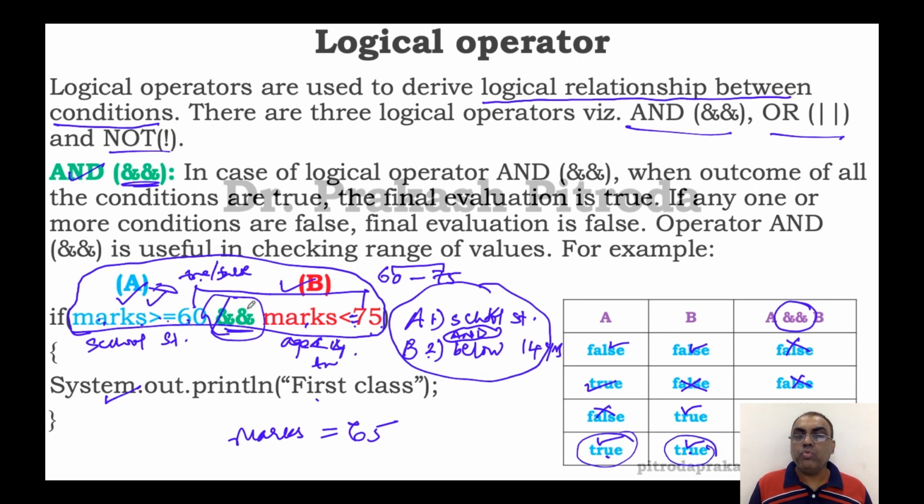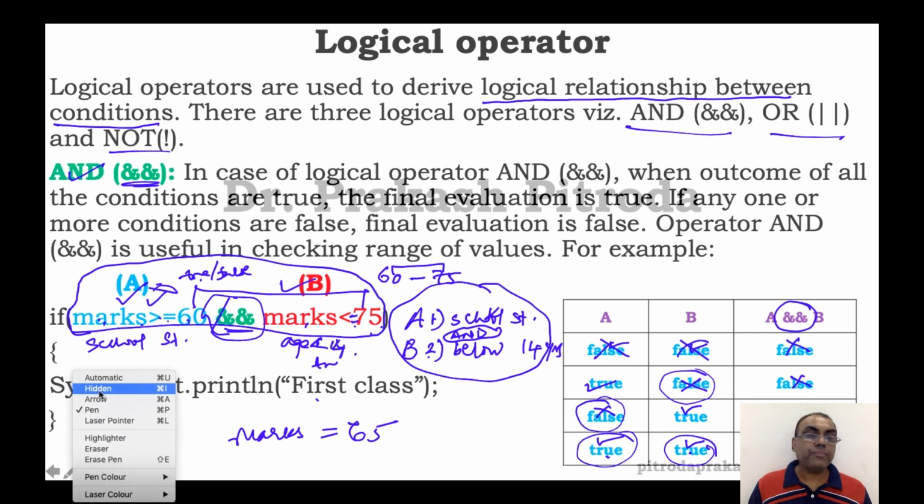This whole thing has to be true, then both have to be true. If one of them is false, or both of them are false, the entire outcome is false. So it says in case of logical operator AND, when the outcome of all the conditions is true, then the final evaluation is true. If any one condition is false, then the final evaluation is false. So I hope you have understood this. Let us move on to the next one, the OR part of it.